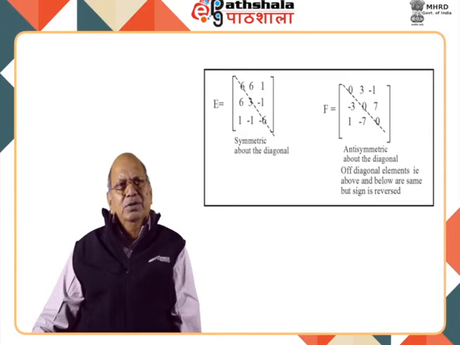Let us come to another type of matrices: symmetric and antisymmetric matrices. Square matrices for which Aij is equal to Aji for all values of i and j are called symmetric about the main diagonal, or simply symmetric matrices. And matrices for which Aij is not equal to Aji are called antisymmetric. These are shown over here, both E and F. E is symmetric and F is antisymmetric.